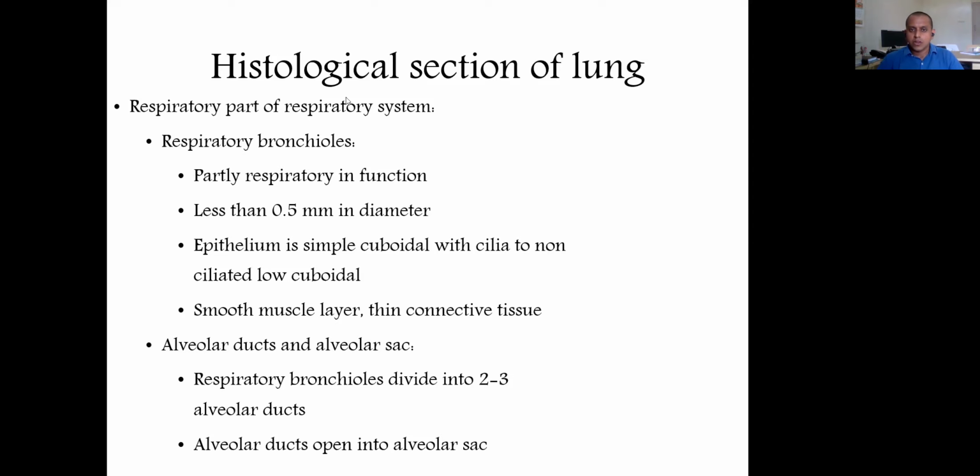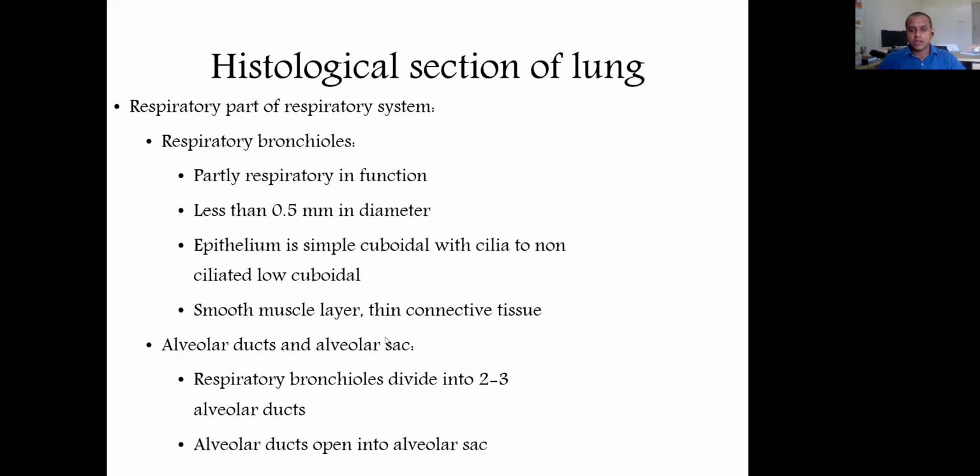Okay. Now let us move ahead with the respiratory part of the respiratory system, which includes respiratory bronchioles, alveolar duct and alveolar sacs. What is different in the respiratory bronchiole is only the lining epithelium, which is simple cuboidal with cilia to a non-ciliated cuboidal, and the diameter being less than 0.5 mm. Okay. So the rest of the layers are the same.